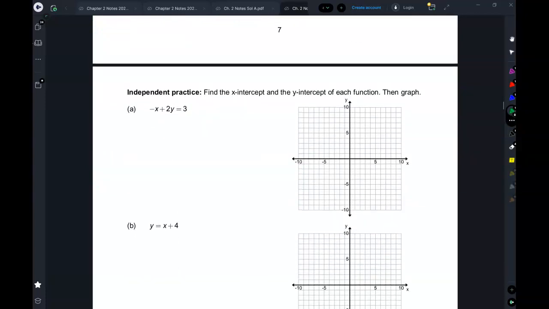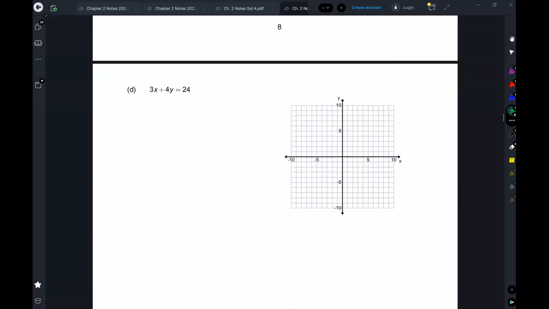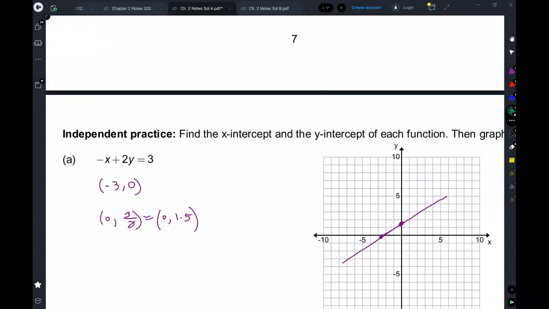So now there is some independent practice here. I'm going to give you about 5 minutes. You're going to do A, B, C, and D on the next page. 4 of them. So find x-intercept, y-intercept, graph. All right? Go. For A, yeah. In our homework, it was for algebra. I forgot to change. I used the format, but then I forgot to change it.